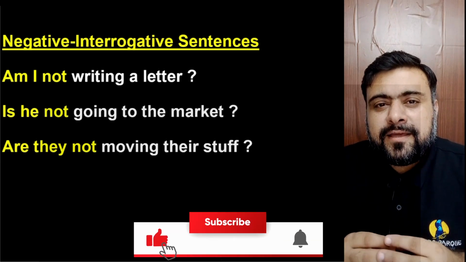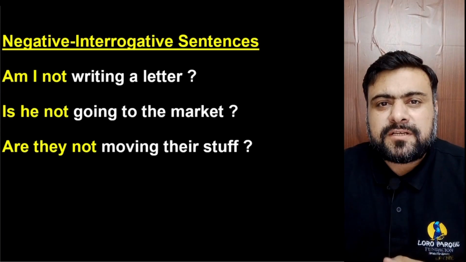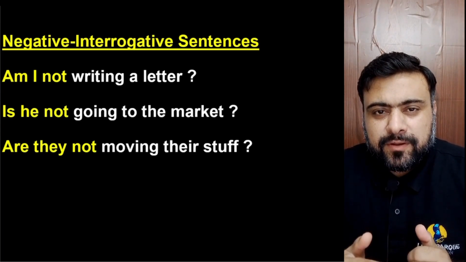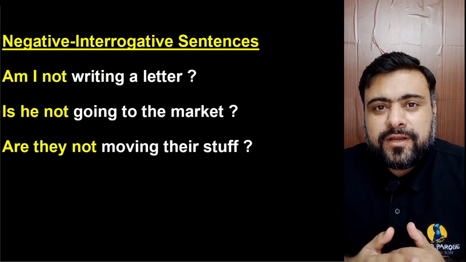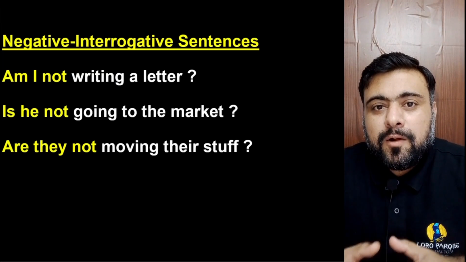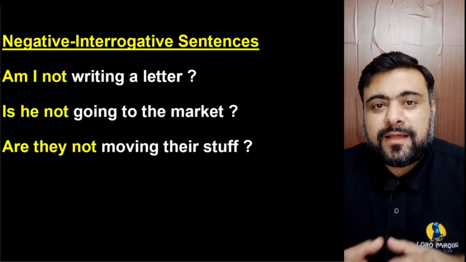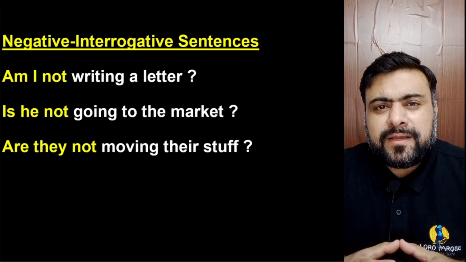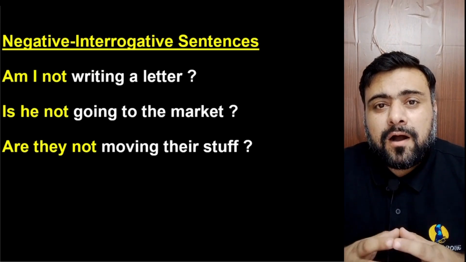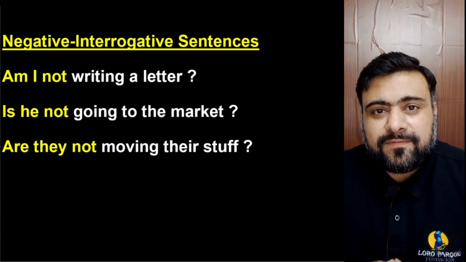Similarly, he is going to the market. This is the affirmative, the positive sentence of this tense. We turn it into an interrogative. Is he going to the market? Now, to make the negative interrogative, we put not between the subject and the main verb. Is he not going to the market? Are they moving their stuff? Are they not moving their stuff?